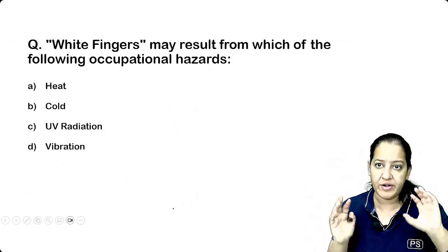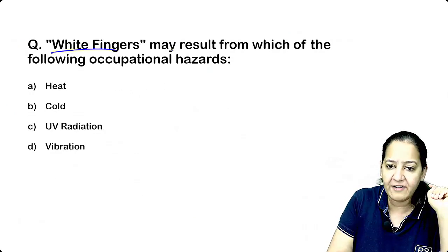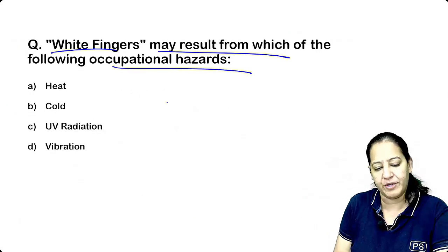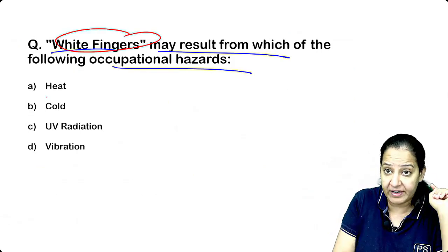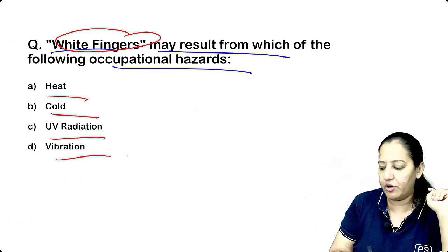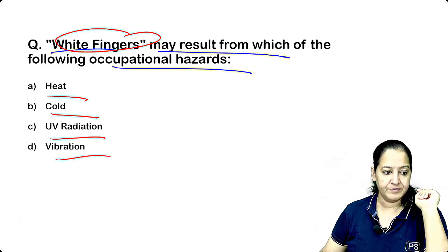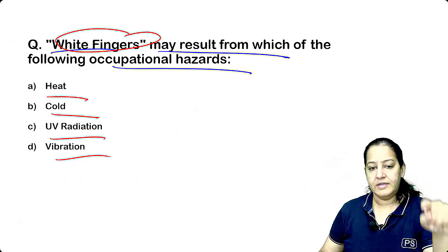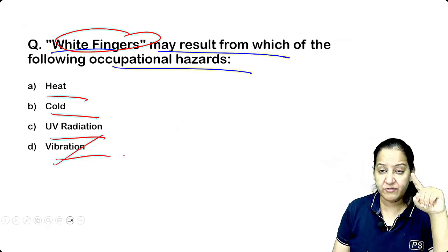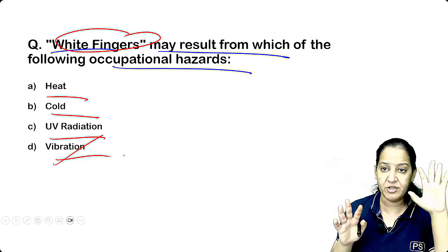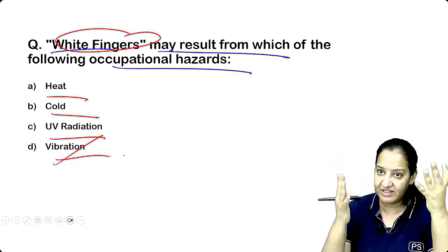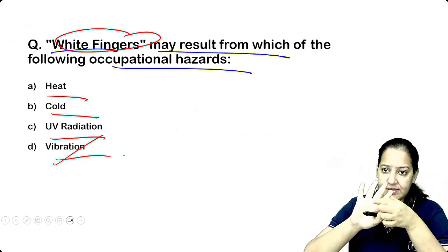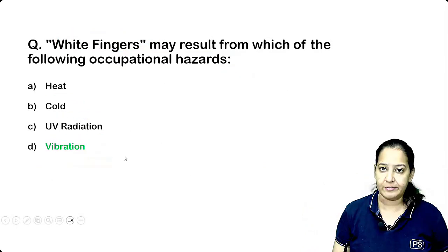See the questions which are already there, the PYQs. White finger may result from which of the following occupational hazards? Is it due to heat, cold, UV radiation, or vibration? Yes, white finger is due to vibration. I have shown you the image also. Someone working constantly with vibrating machines with the fingers will have the skin become very hard. It is known as white finger.